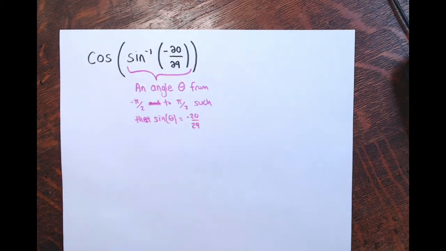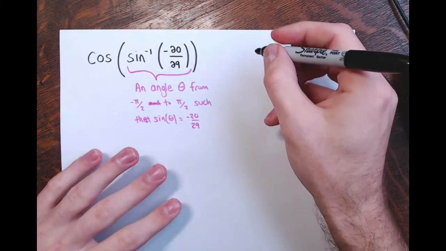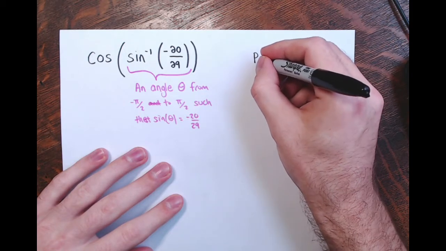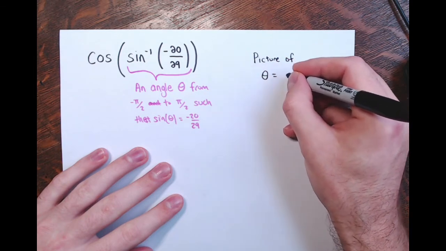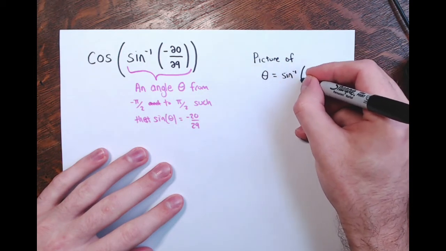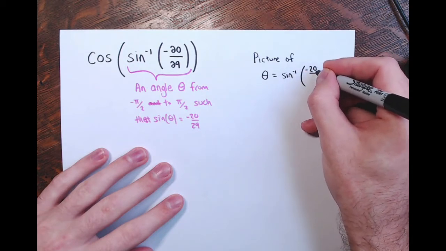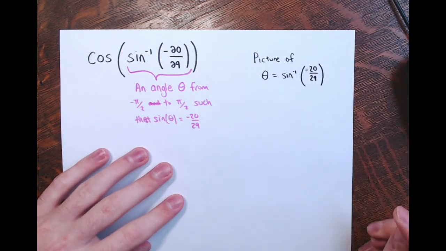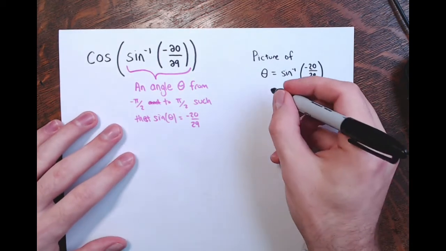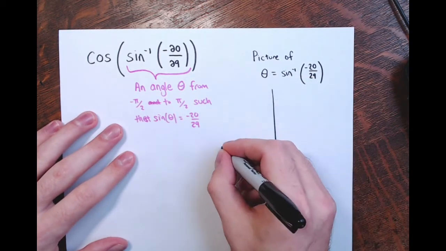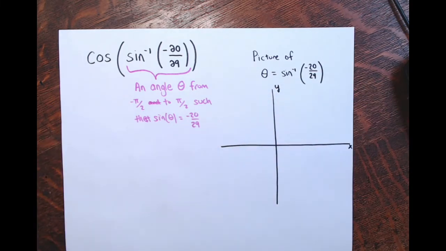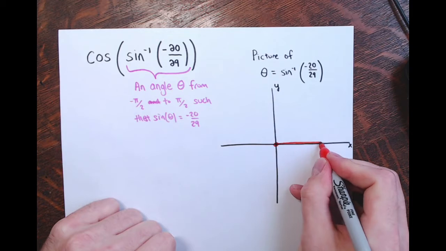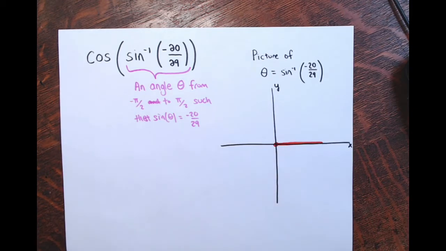And since this is an angle, I can draw a picture of it. So off to the side here, I'm going to draw a picture of theta equals the inverse sine of negative 20/29ths. A picture of this angle in standard position. Alright, so remember standard position, you have your x-axis, y-axis. So I'm starting at the positive x-axis.